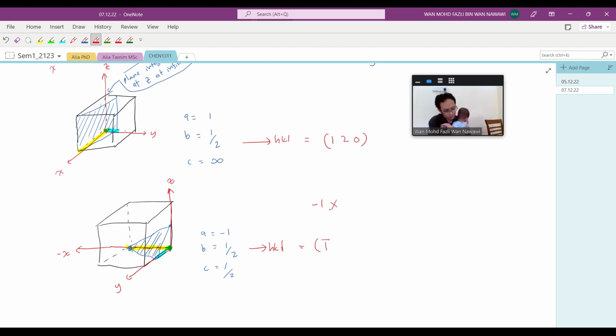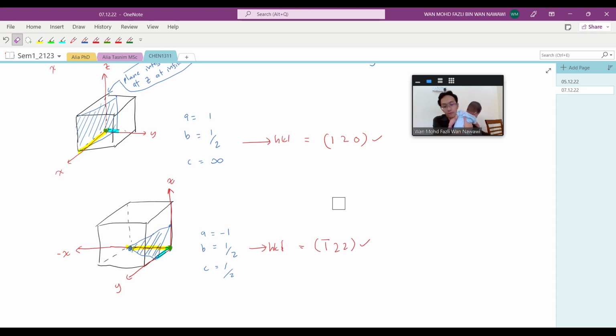This is wrong. You don't do -1. You do 1 bar and then 2, like that. Okay, so that is basically the way you do this thing. Okay, so basically, that's how you describe a plane.